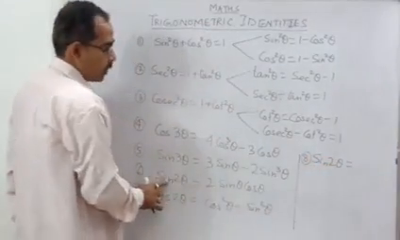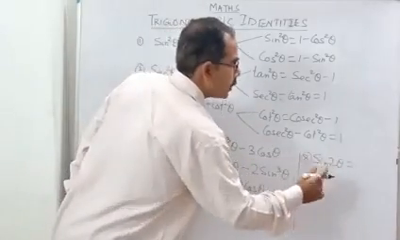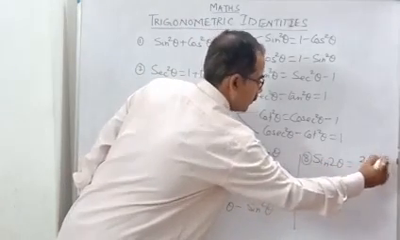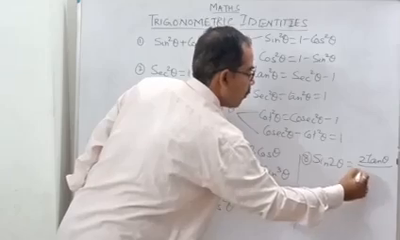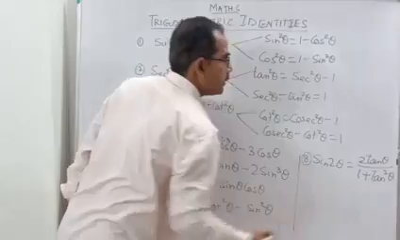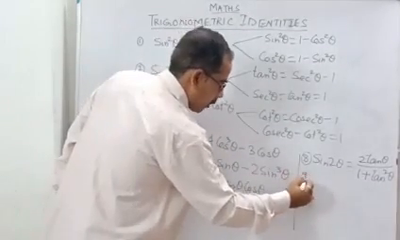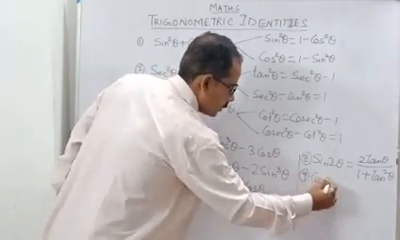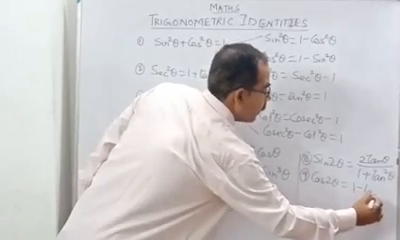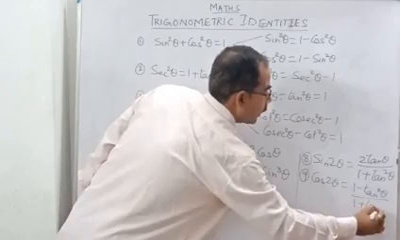Look at here, sin 2 theta equal to 2 sin theta cos theta. But in tan form, how will you change it? Sin 2 theta can be written in the form of tan, that is 2 tan theta by 1 plus tan square theta. And in a similar way, cos 2 theta equal to cos square theta minus sin square theta, but in the form of tan, what will it be? 1 minus tan square theta by 1 plus tan square theta.